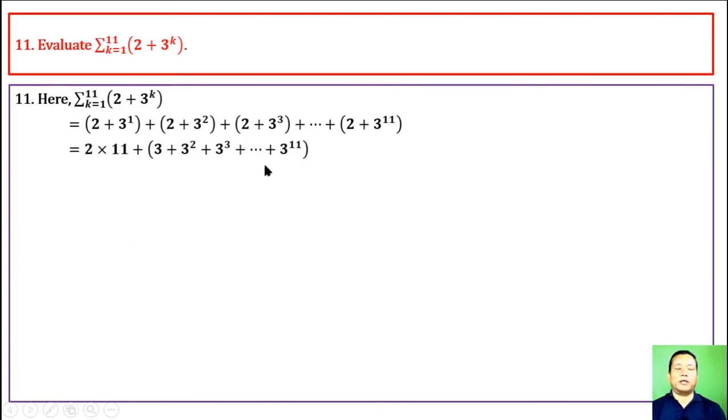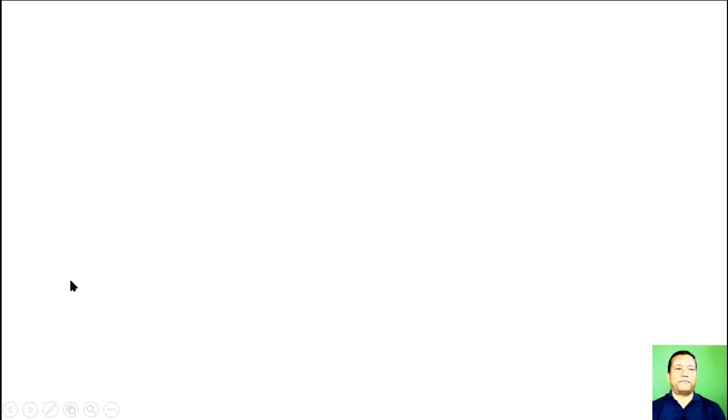The bracketed series is in GP, whose sum, applying the proper formula, we get this, and simplifying, we get this, which is the sum of the above expression.